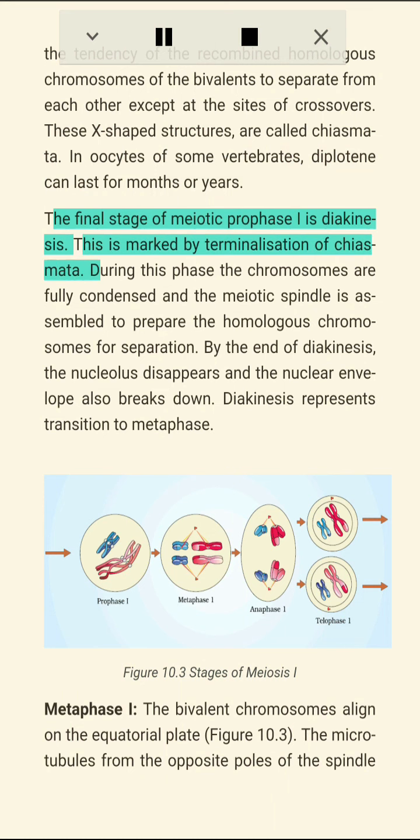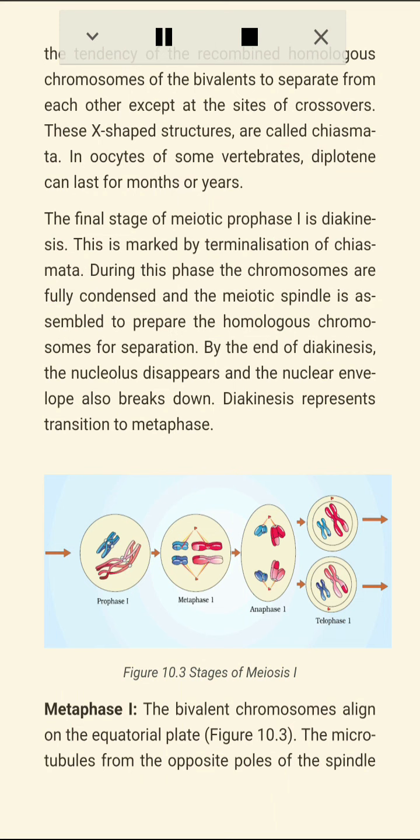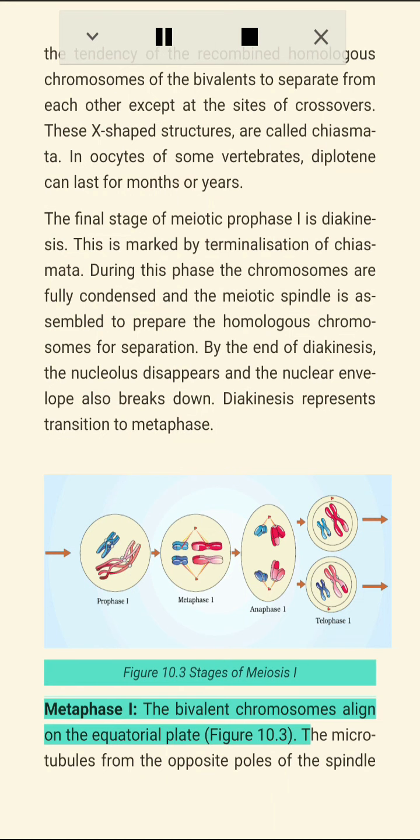The final stage of meiotic prophase I is diakinesis. This is marked by terminalization of chiasmata. During this phase, the chromosomes are fully condensed and the meiotic spindle is assembled to prepare the homologous chromosomes for separation. By the end of diakinesis, the nucleolus disappears and the nuclear envelope also breaks down. Diakinesis represents transition to metaphase.